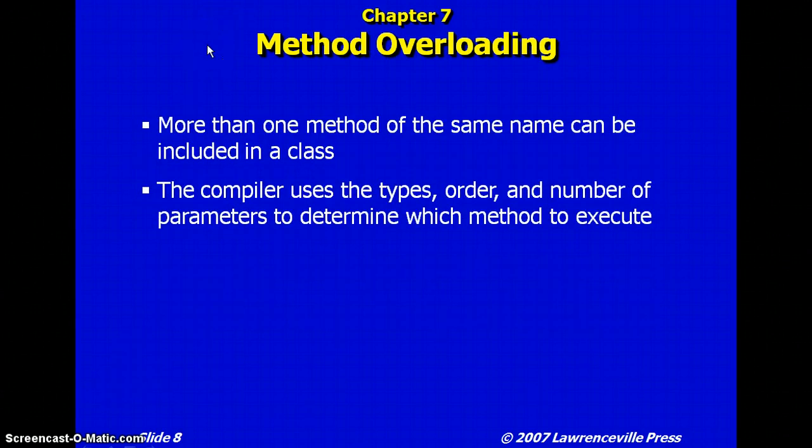Method overloading. Now this is kind of weird. Method overloading says that we can have more than one method with the same name. So we can use the same name to call methods. So we could have two drawBar methods, and depending on the data being passed down and the information that we're sending down, it will know which one to choose. So the compiler uses the type, order, and number of parameters to determine which method to execute.